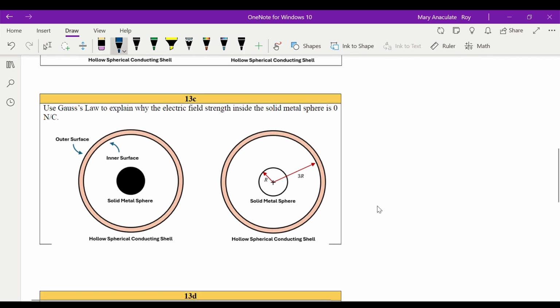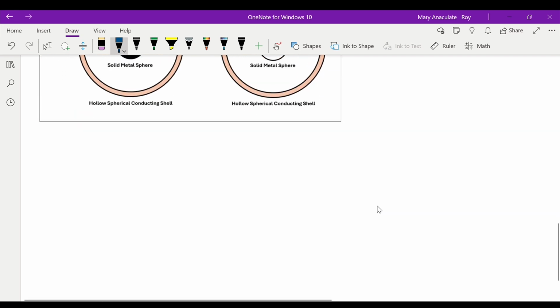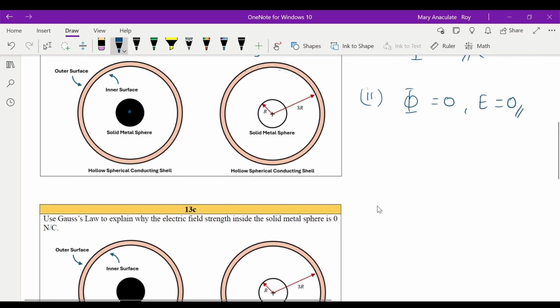Next question: use Gauss's law to explain why the electric field strength inside the solid metal sphere is 0. I already explained that, you can use the same argument. Last part of the question: use Gauss's law to explain why the electric field strength within the spherical conducting shell is 0. It's a repetition of the question, the same argument applies.